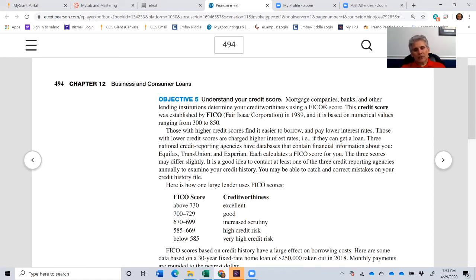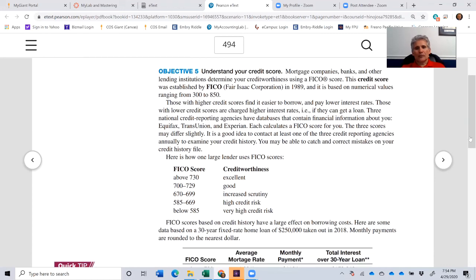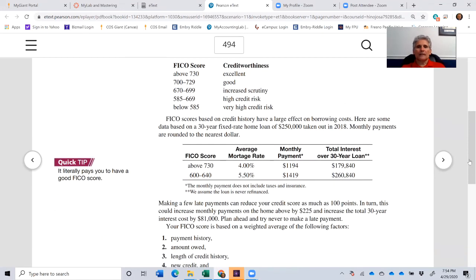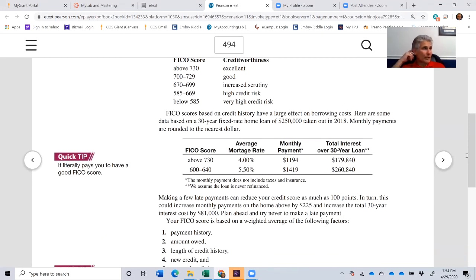On the other side of the table, if you're below 585, then you're going to be considered a very high risk. Many times you'll be denied credit. In some cases, if they do give you the credit, they're going to make you pay a very high interest. The reason being is that with every high risk, they want to be rewarded for that, so they're going to be asking for a higher interest rate.